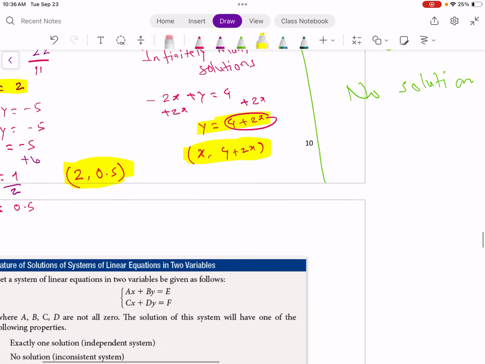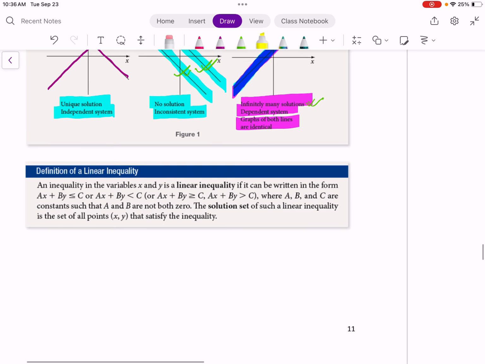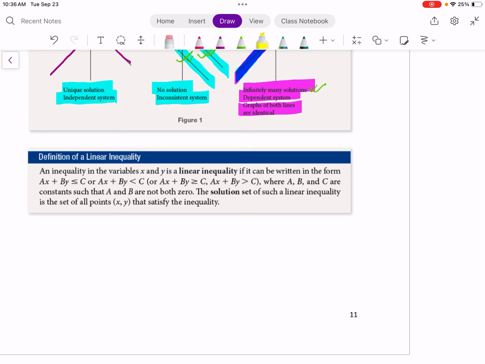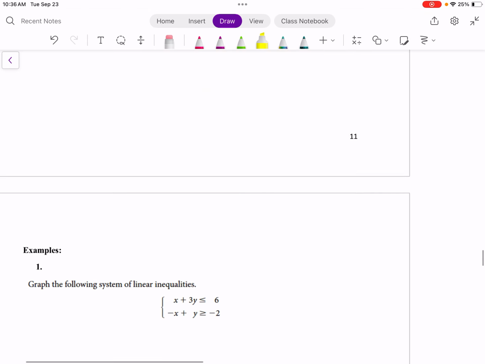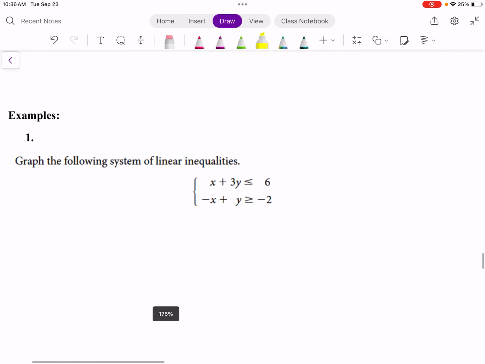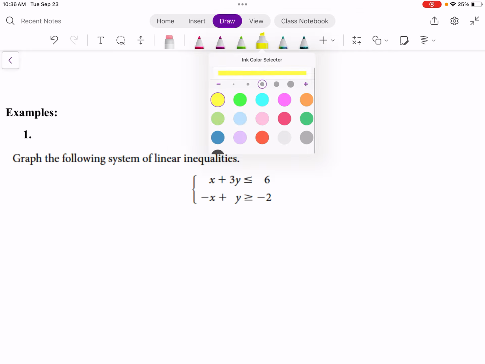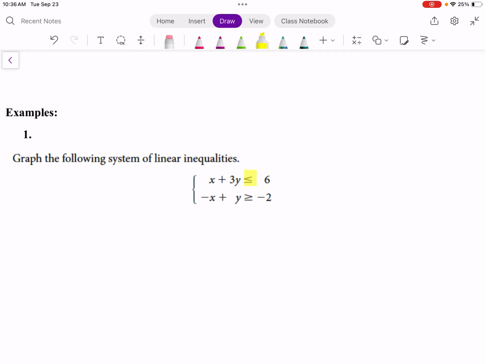Now the next topic: here we have a system of linear inequalities. In place of the equals sign, we have an inequality sign. So here we have two linear inequalities. This tells us that these two are linear inequalities, and we will solve them using a graph. So we use the graphical method to solve linear inequalities.